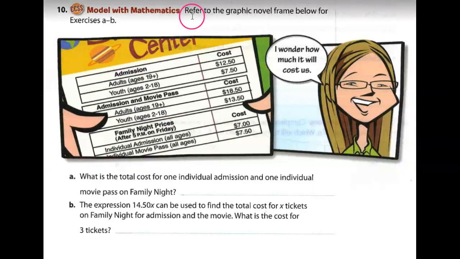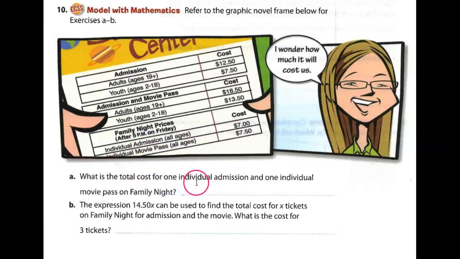Okay, so this next one, it says refer to the graphic novel frame below. So we have all this information here, right? It's looking like admission for adults is $12.50, for youth is $7.50. Admission and movie pass is $18.50 and $13.50. And family night prices after 5 p.m. on Friday: individual admission, all ages $7. Individual movie passes, all ages $7.50.